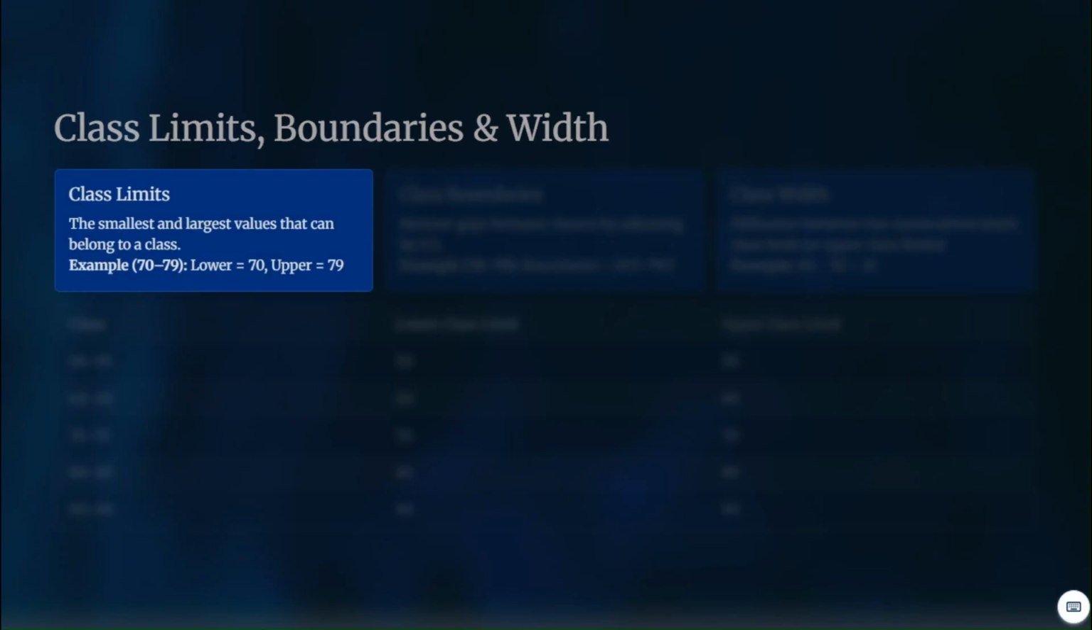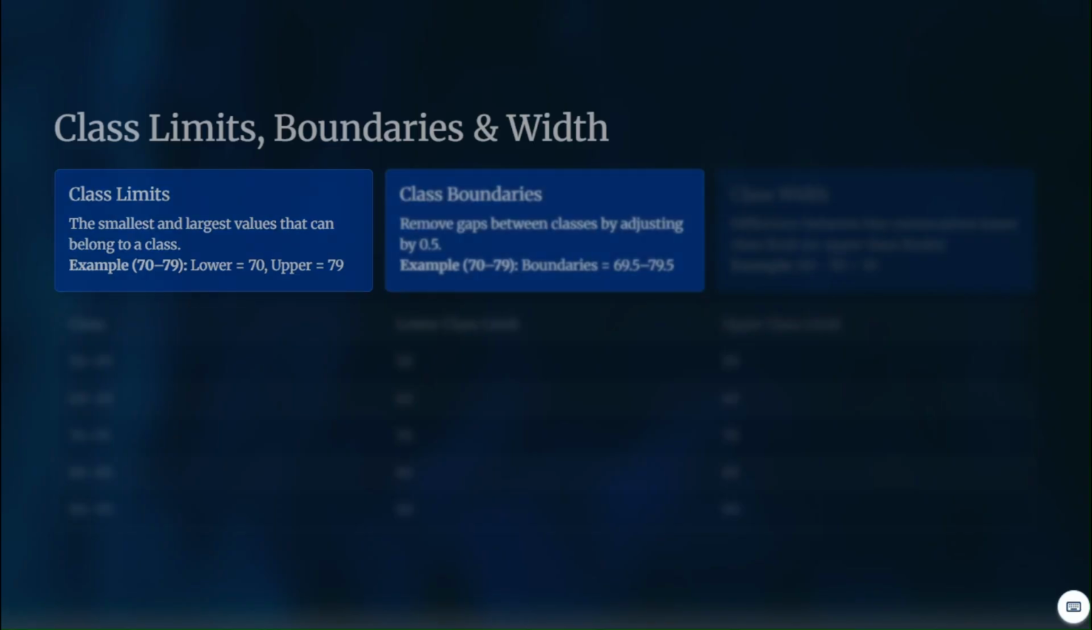Class limits are the smallest and largest values that can belong to a class. For example, from 70 to 79, the lower class limit would be 70 and the upper class limit would be 79. Class boundaries are what remove gaps between classes by adjusting, in this case, by 0.5. For instance, for the class from 70 to 79, the boundaries would be from 69.5 to 79.5.